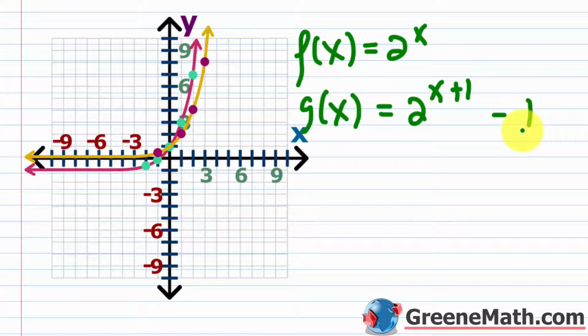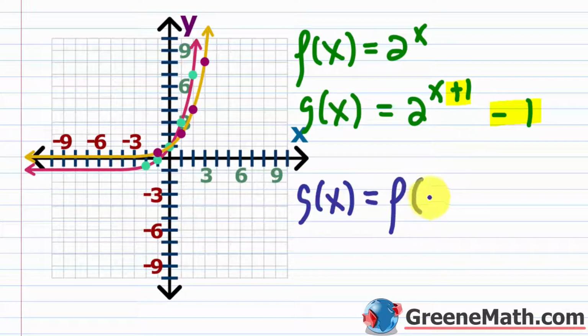Okay, so we're going to have a horizontal shift 1 unit to the left. That's what that plus 1 is going to do right there. Let me highlight that. And you're going to have a vertical shift down by 1 unit. That's what that minus 1 is going to do. Remember how you think about this. We could say that g of x is equal to f of, in this case, x plus 1 and then minus 1.